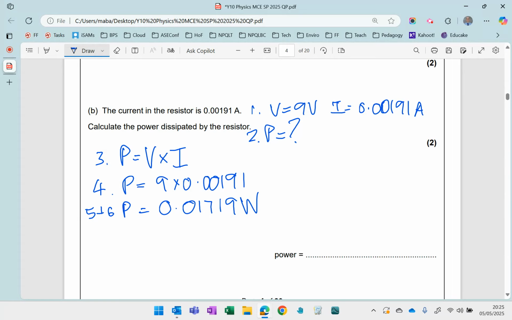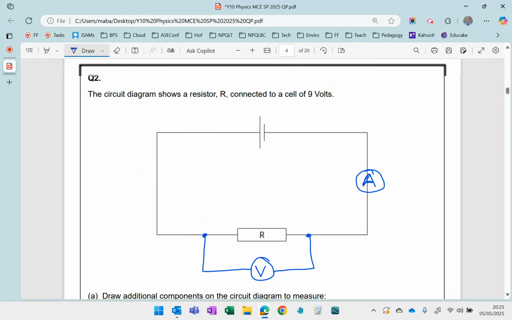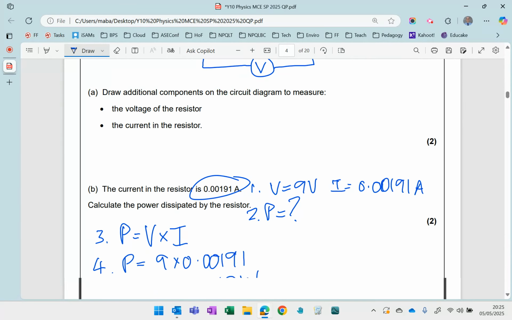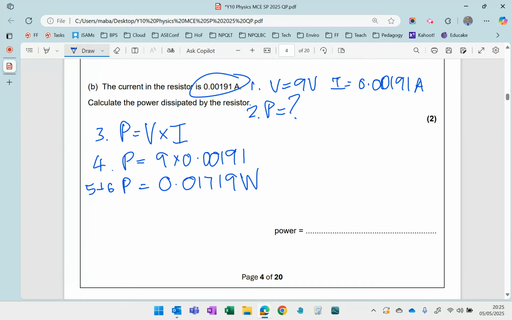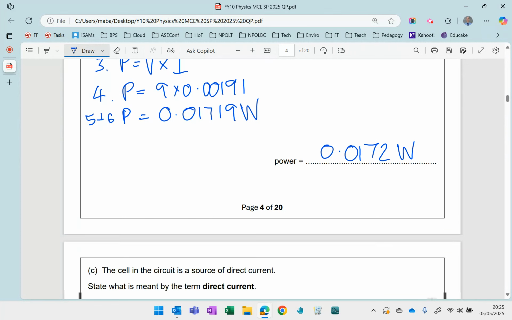Okay, but again, we want to look carefully at the level of precision that's been given to us in the question, and give our answer to the same level of precision. So you can see here that was to 3 significant figures. A bit difficult to know about the voltage. I mean, really, they should have given that as 9.00, shouldn't they? Okay, but if this is given to 3 significant figures, I think giving my answer to 3 significant figures makes sense. So that's 0.0172 watts.